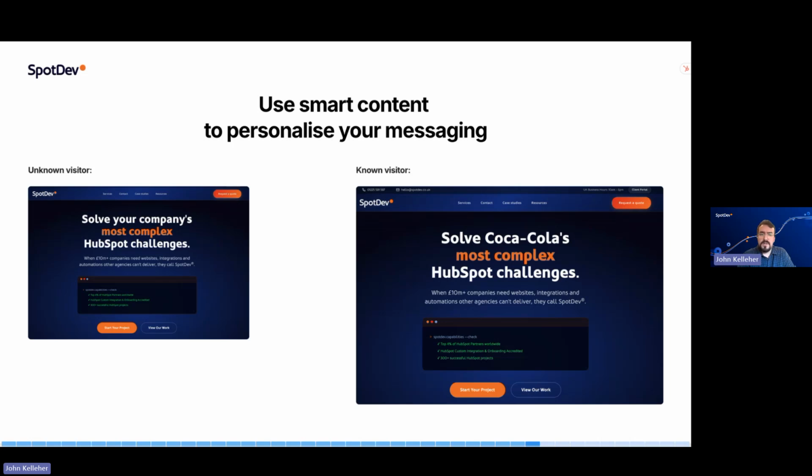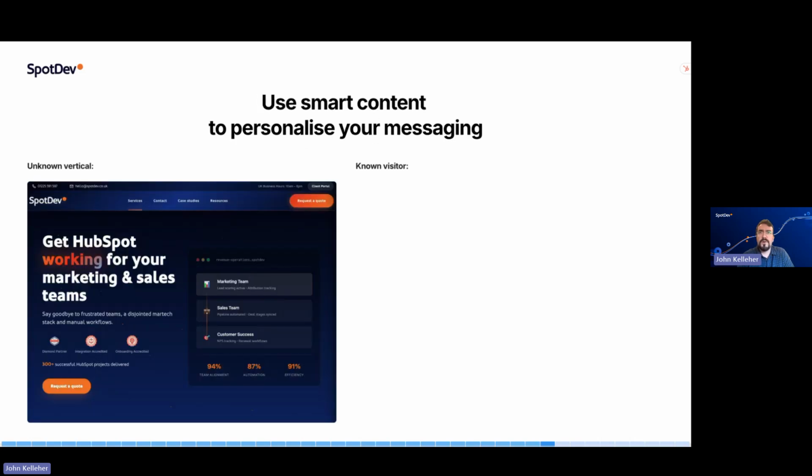And there are other ways in which we can do it. If we know enough about the person that's on the website rather than just their company name, if we know their industry and we've got some data validating various bits as well, we can take that further. So for example, get HubSpot working for your marketing and sales teams is one of our H1s. We've got an option here where if we know everything about them, we can really call out their industry. So rather than creating a page for every industry, which we probably should still do, so it's good for your search traffic, good for your AI traffic. We'll talk about that in a follow-up session.